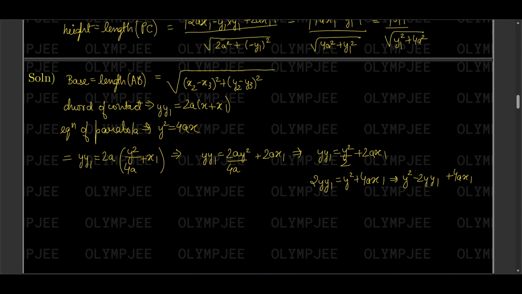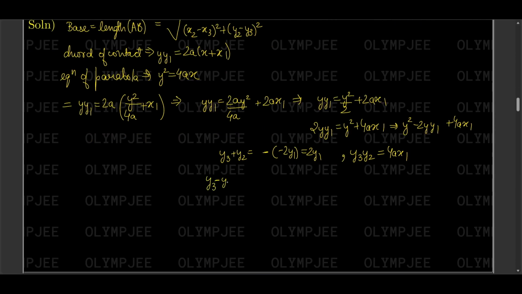So from quadratic formula, we know that y3 plus y2 will be given as minus of minus 2y1, which is 2y1, and y3 multiplied by y2 will be given as 4ax1. This is minus b by a, and since a is 1, so there is nothing in the denominator. This is c by a.